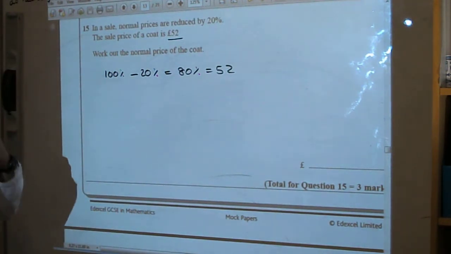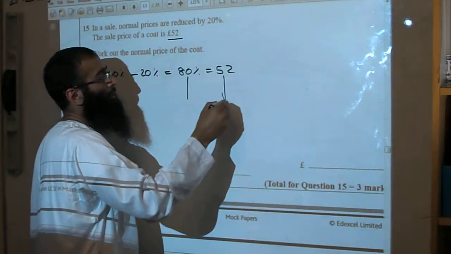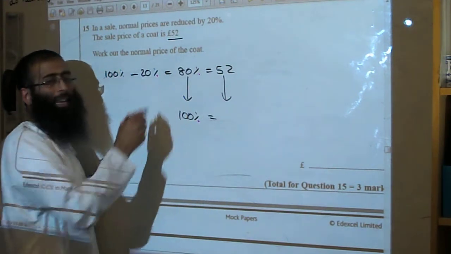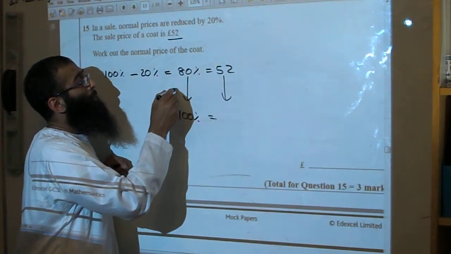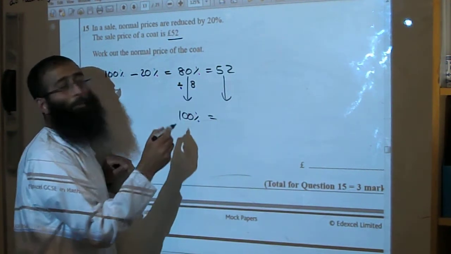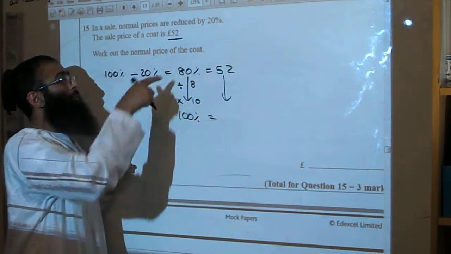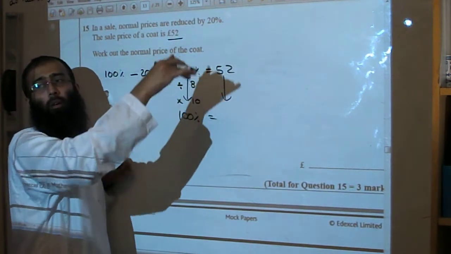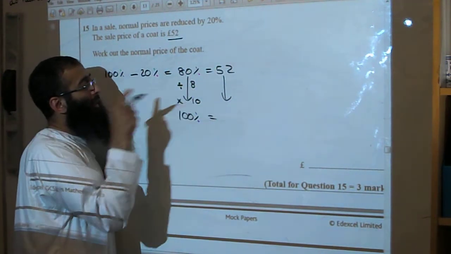You want to go from 80% back up to 100%. So if I want to go from 80% to 100%, how do you go from 80 to 100? What we could do, looking at some kind of technique, we can go from 80% down to, we divide it by 8. That will give you how much percent? 10%. And then we can times it by 10 as an idea. So I know 80, I want to get to 100. So we work out 10% by dividing by 8 and then times by 10.